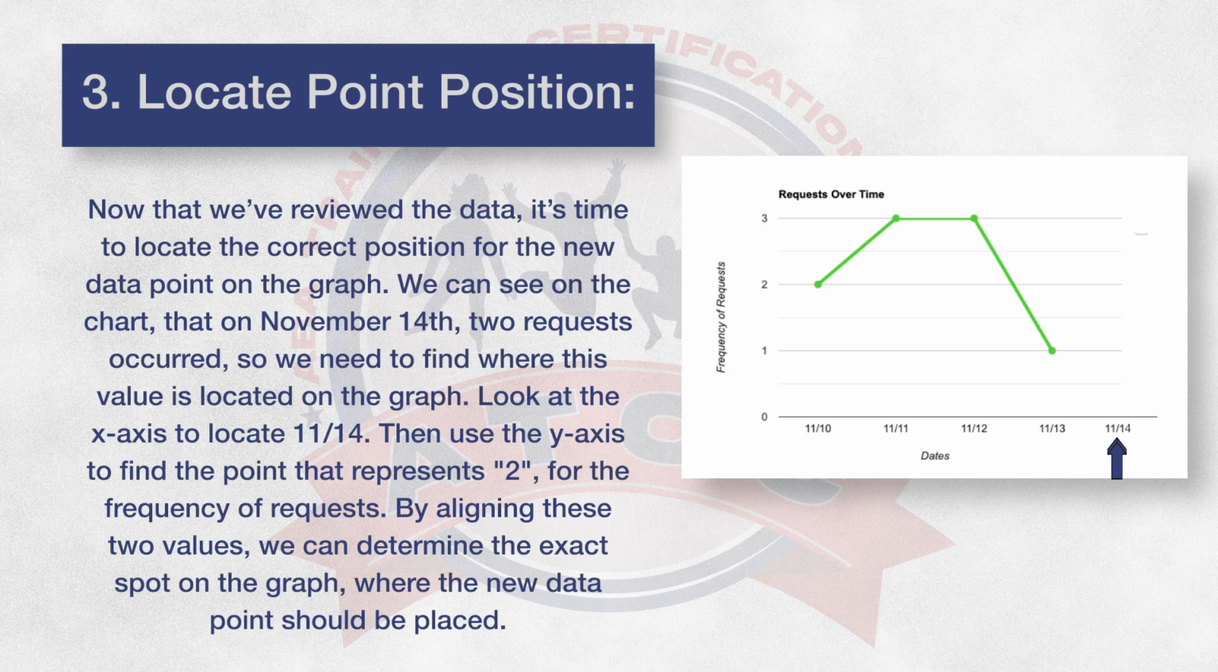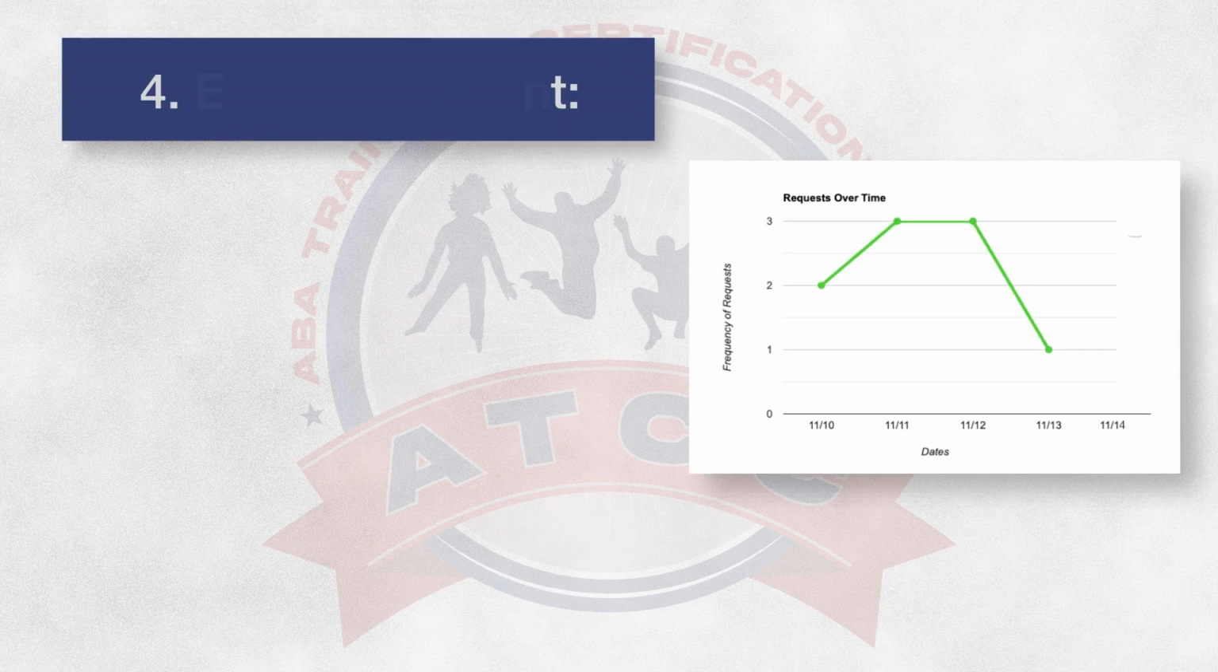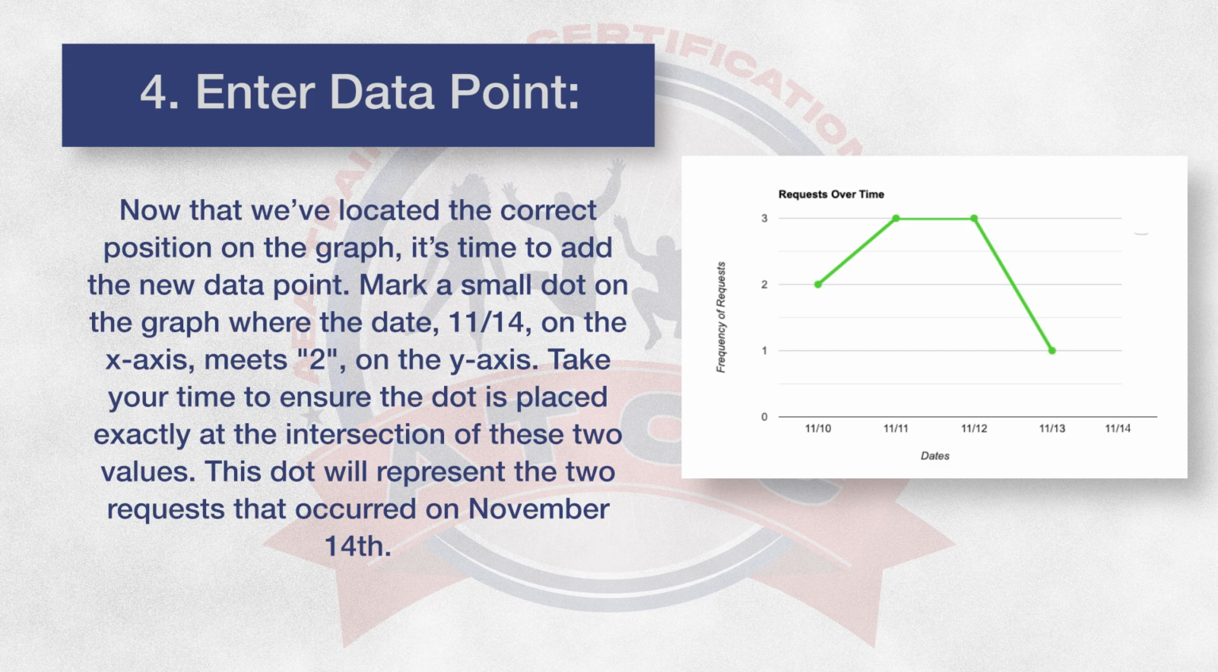Look at the x-axis to locate 1114. Then use the y-axis to find the point that represents 2 for the frequency of requests. By aligning these two values, we can determine the exact spot on the graph where the new data point should be placed.